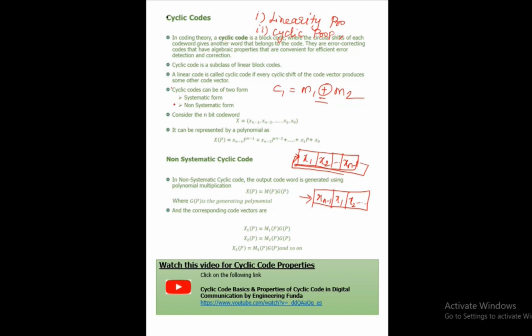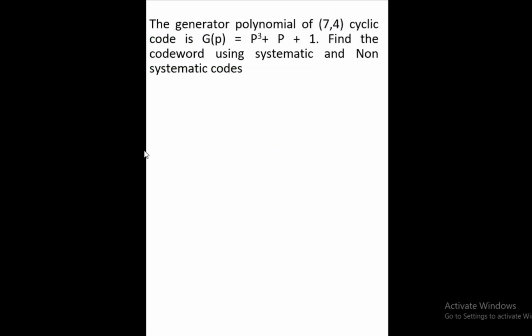We can generate a code word of a cyclic code using two methods. One is the systematic method and the other is the non-systematic method. We will discuss this in the next problem. I will tell you the formula and we will discuss the problem.